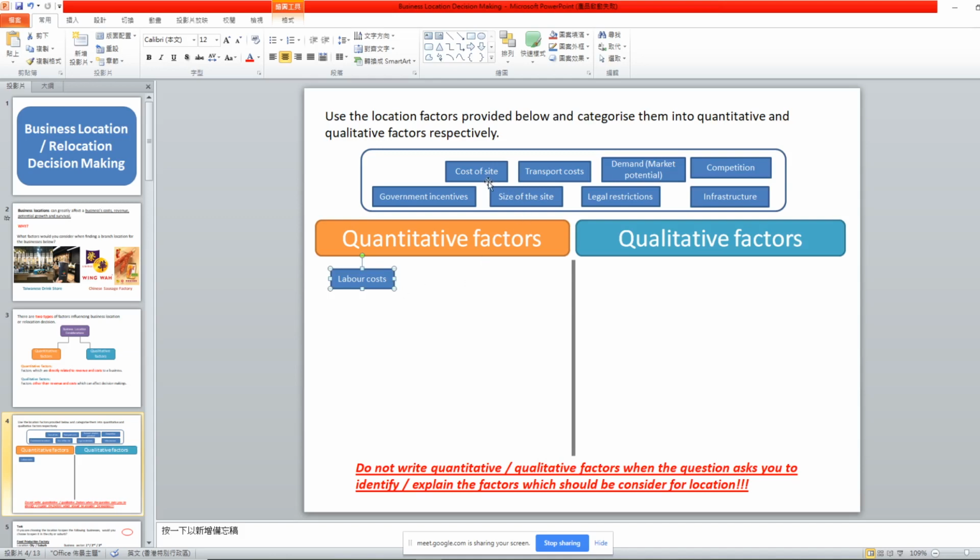And so what about the cost of the site? What about this? Where did you put it? Left or right?